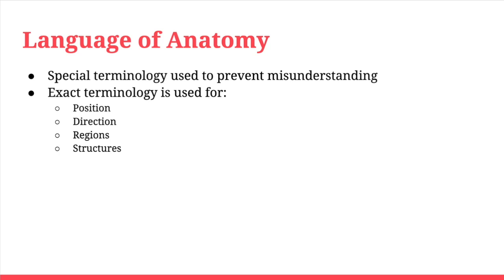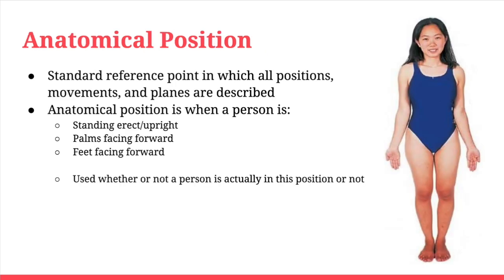So first, we're going to talk about anatomical position. That's just a standard reference point that all other positions, movements, and planes are described in reference to. Anatomical position is when a person is standing erect or upright, palms are facing forward, and the feet are facing forward. As you can see with the girl in this picture, she would be standing in anatomical position.